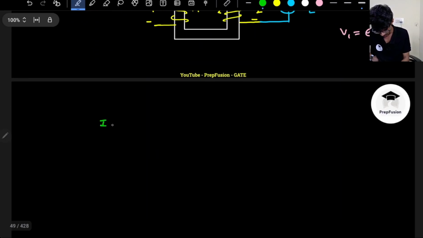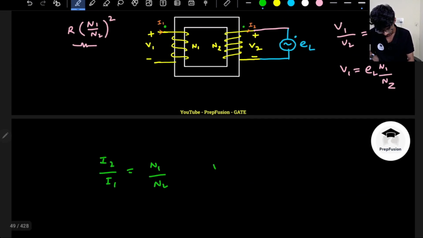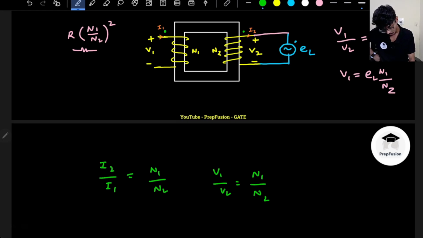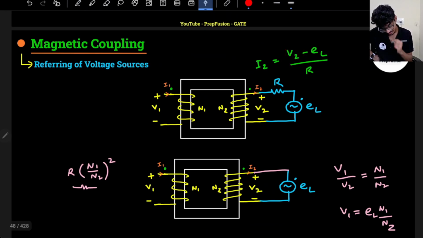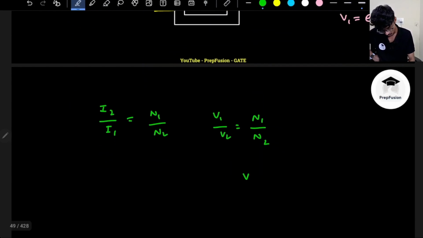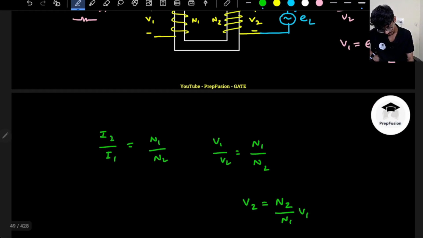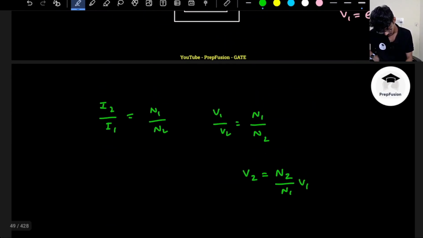I know the transformer has to follow this relation: I2 by I1 will be N1 by N2, and V1 by V2 will be N1 divided by N2. So I can replace this V2 with N2 divided by N1 into V1. I can replace V2 like this, and R I will not replace for now.